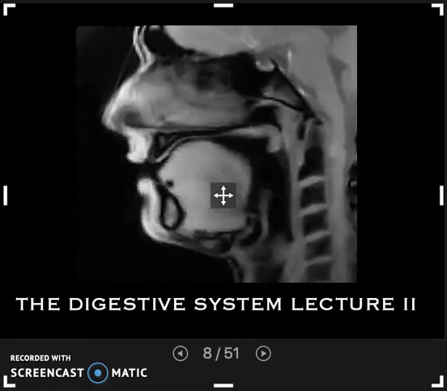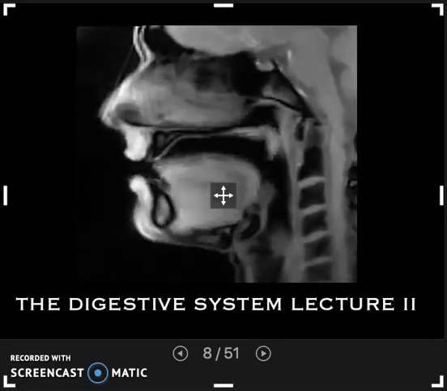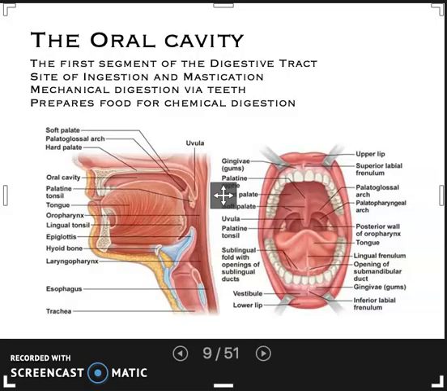But what we're looking at, of course, is the oral cavity, and that's where it all begins. So the oral cavity is the first segment of the digestive tract. It's the site of ingestion. To ingest means to take in, and mastication explicitly means it's the mechanical digestion with the teeth and your tongue. So that mastication, that mechanical digestion, prepares food for chemical digestion.